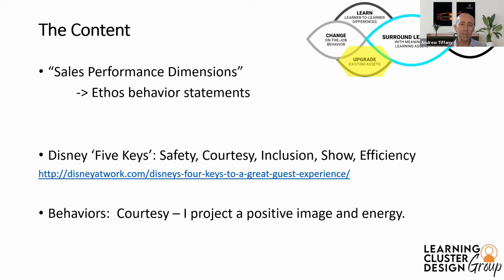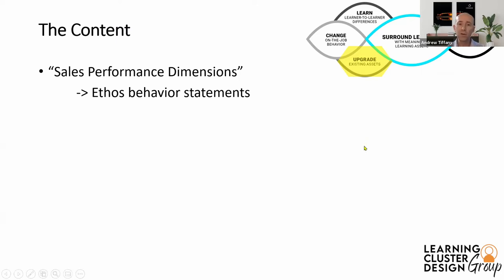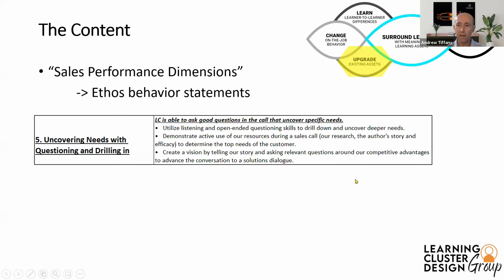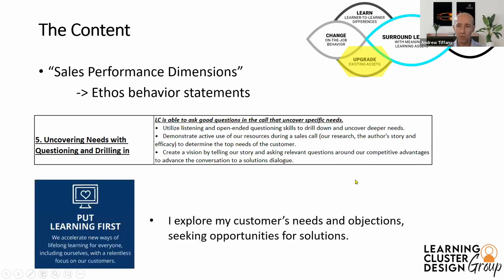So because I used to train on this, I was like, I'm pretty sure we can steal this. We can borrow this idea and turn it into what we need people to learn. So we took this sort of stuff and attached it to this kind of idea. So on the left, put learning first as an example of one of our five ethos statements within Cengage.